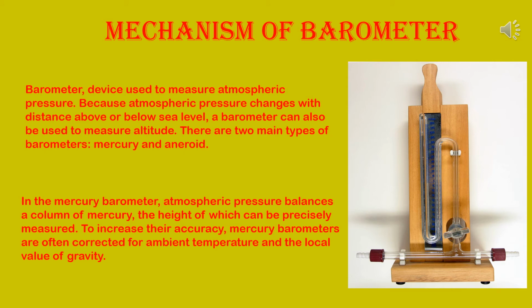To increase their accuracy, mercury barometers are often corrected for ambient temperature and the local value of gravity. See the diagram. The simple barometer shown in the figure is due to Torricelli, and the closed space above the mercury column is called Torricellian vacuum. A practical barometer is due to Fortin and is called Fortin's barometer.